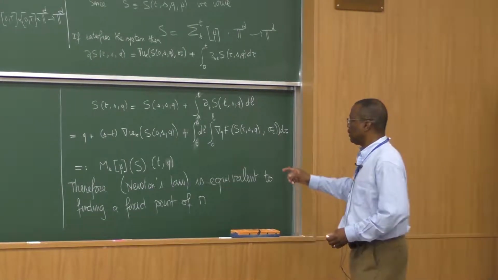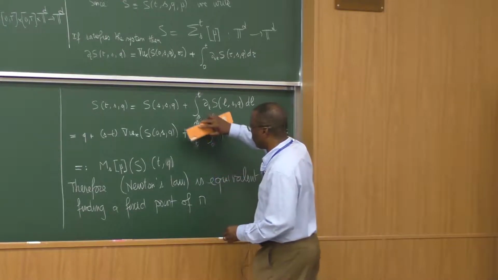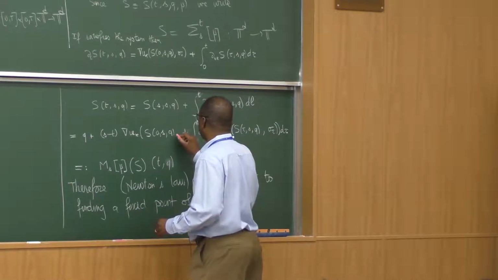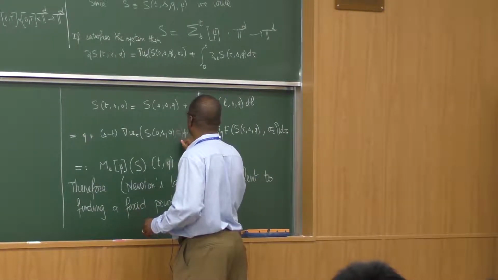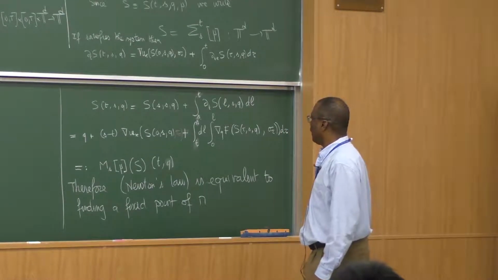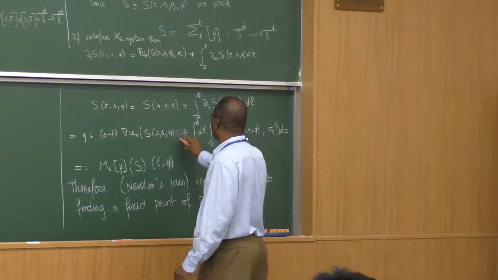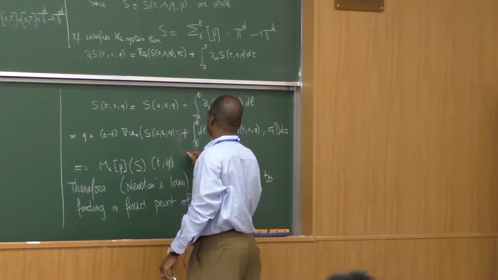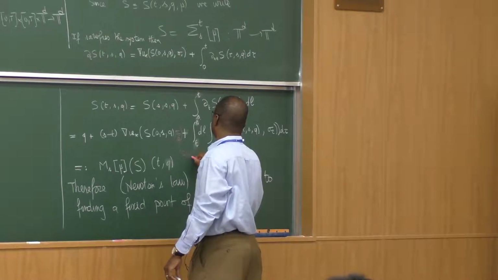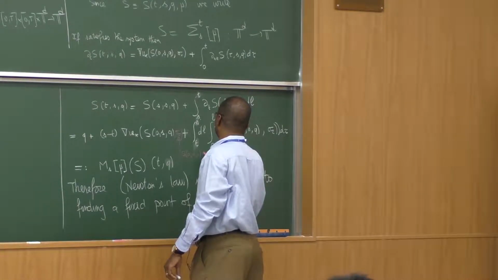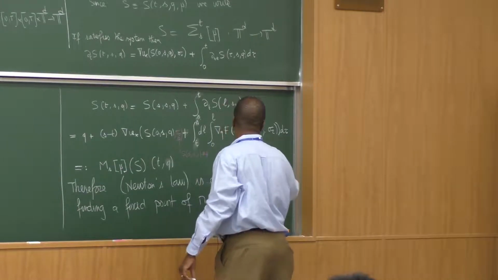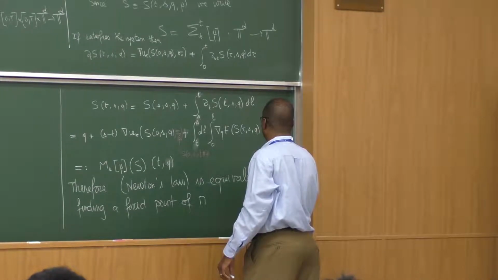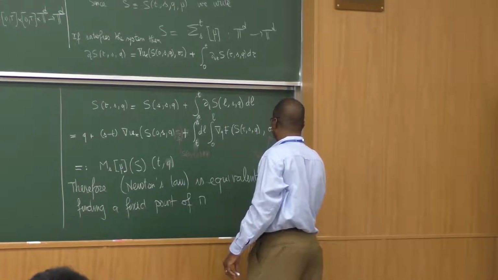And here there is something which is missing. There is sigma naught. And this sigma naught, according to that definition, is S of 0, S, push forward mu. And sigma tau is S of tau S, push forward mu.